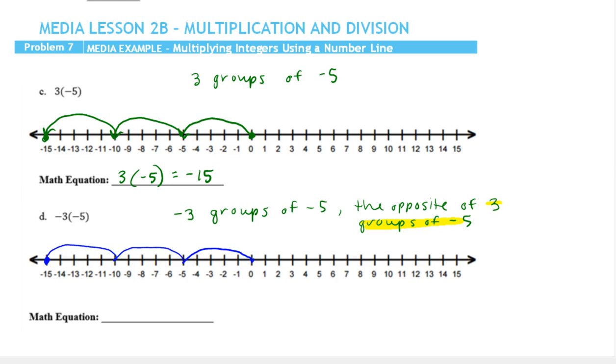Now we need to do our reflection. Here's our reflection line. So we can take the opposite. We want to go the same distance from 0 as -15 is from 0 on the other side. So I'm going to reflect, and that will take us to +15. So our math equation would be -3 times -5 equals +15. And notice these results correspond to the other results we found thus far about multiplication.